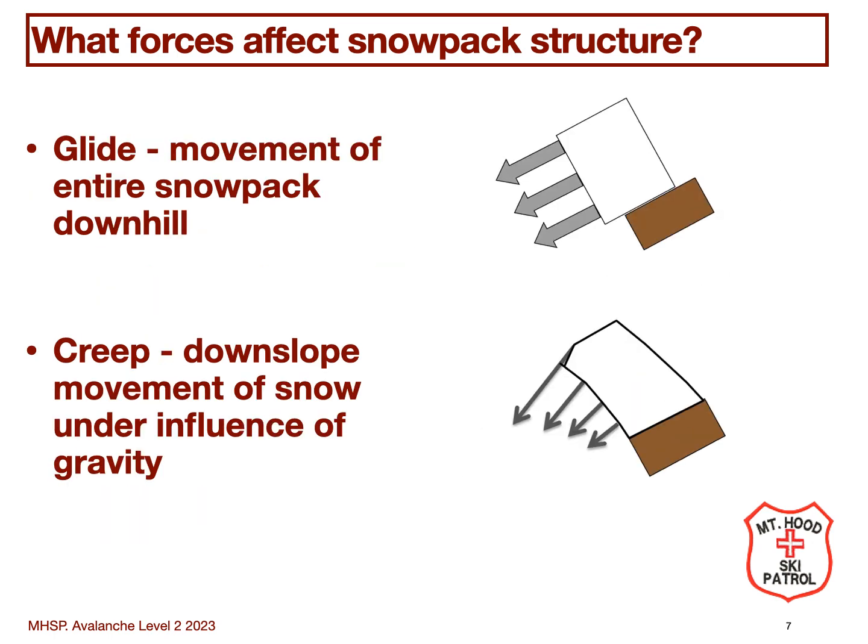The gravitational force on the snowpack and the corresponding frictional force result in 2 distinct effects: glide and creep, shown on this slide. Glide is the uniform movement of the entire snowpack down the hill due to gravity. Creep is the downslope movement of snow, also under the influence of gravity and affected by the friction at the interface between a consolidated layer and a bed surface.